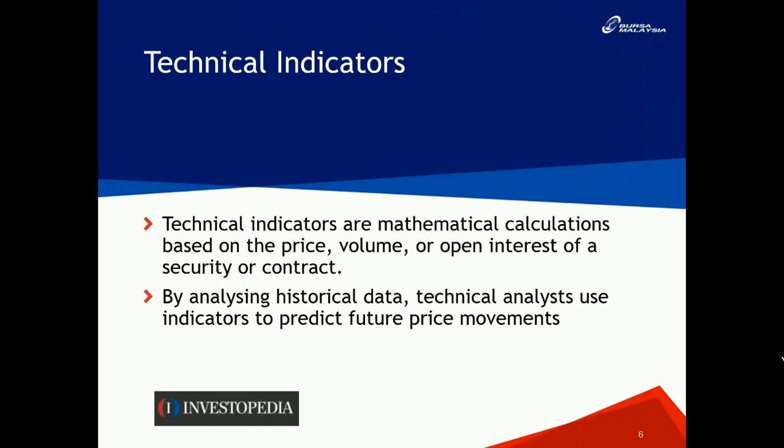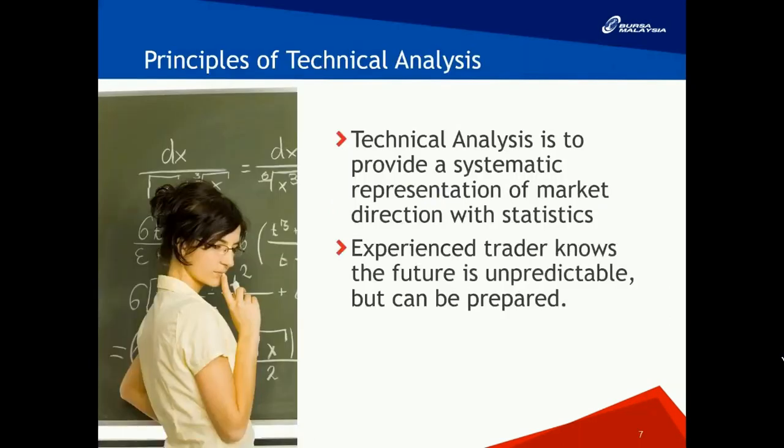Let's discuss what technical indicators are. I copied this from Investopedia, so you can refer to this. An indicator is just mathematical calculations based on prices, volume and sometimes open interest, of securities or a contract. By analyzing this historical data, you can use the indicator to predict or forecast future price movement. This is from Investopedia. Let's move on to the next slide.